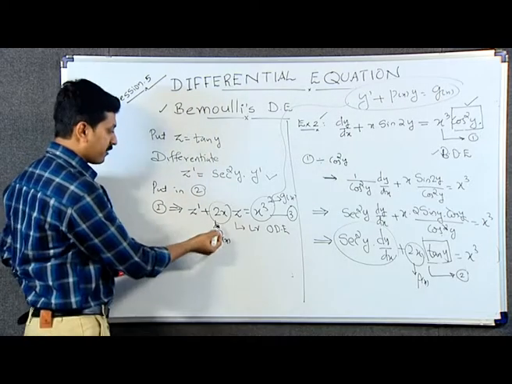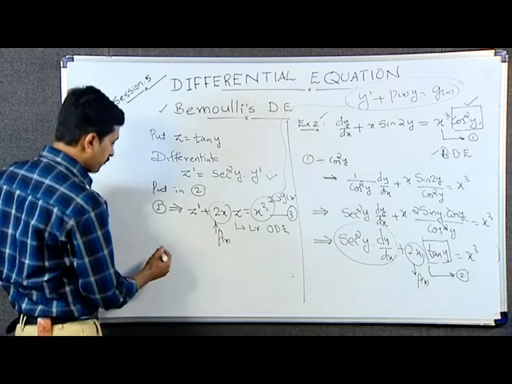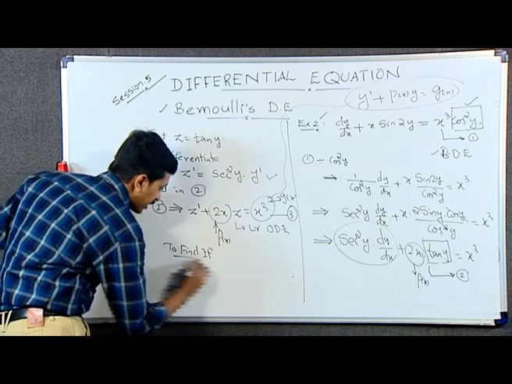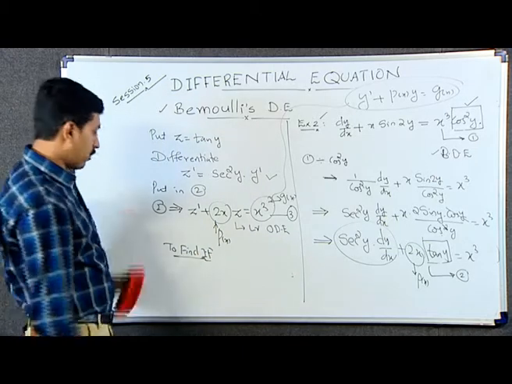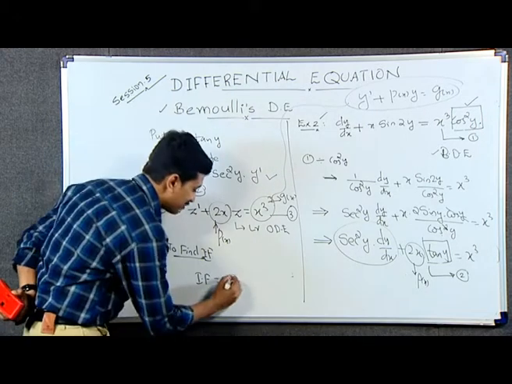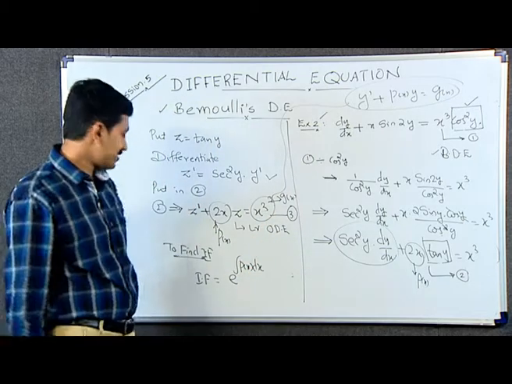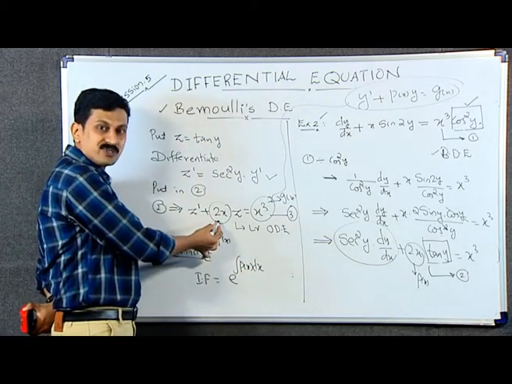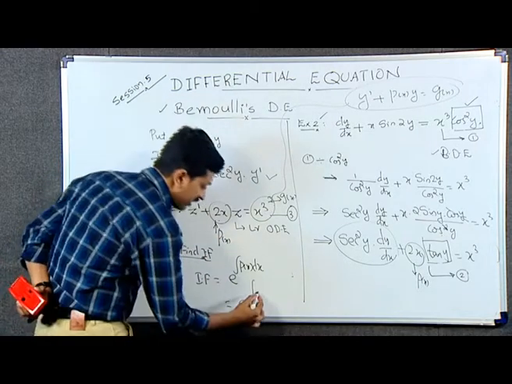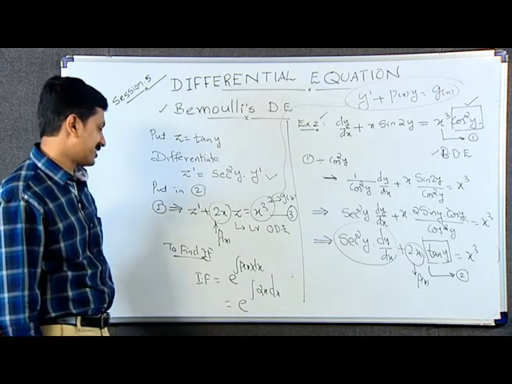That is why I am using the integrating factor method here. So we have to find the integrating factor. How will we find it? The integrating factor is equal to e raised to the integral of p of x dx. Here p of x is equal to 2x. Therefore this is equal to e raised to the integral of 2x dx.